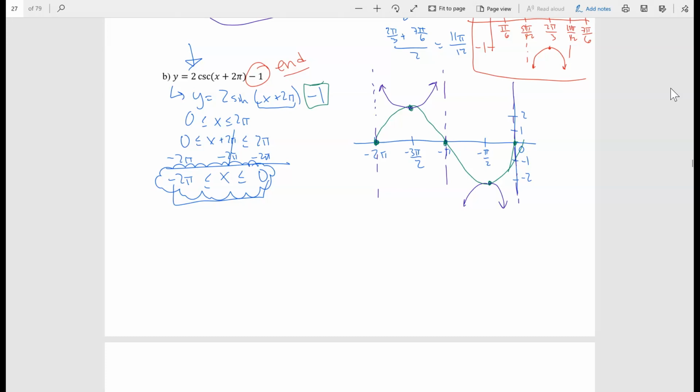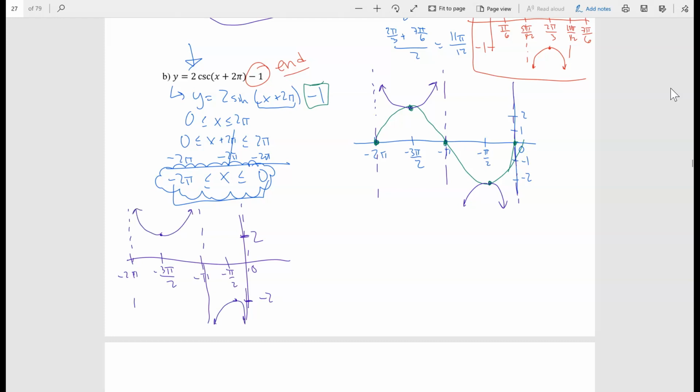Okay, so let's go ahead and graph it one more time a little nicer. So you have negative 2 pi, negative 3 pi over 2, negative pi over 2, and then 0. So for the graph itself, remember there are asymptotes at negative 2 pi, at negative pi, and at 0. And then you have these graphs at 2. So here's 2, here's negative 2. So this guy is going like that, and this guy is going upward.